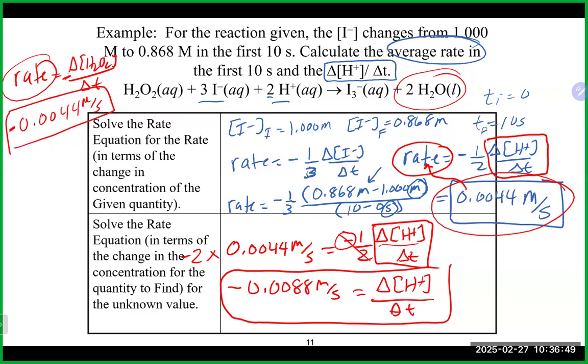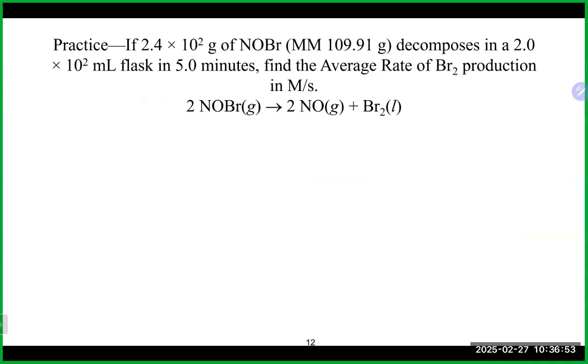Other questions? All right, so I want to try this one here. If we have 2.4 times 10 to the 2 grams of NOBr, the molar mass from the periodic table is 109.91 grams per mole. It decomposes in a 2.0 times 10 to the 2 milliliter flask in 5 minutes. Find the average rate.